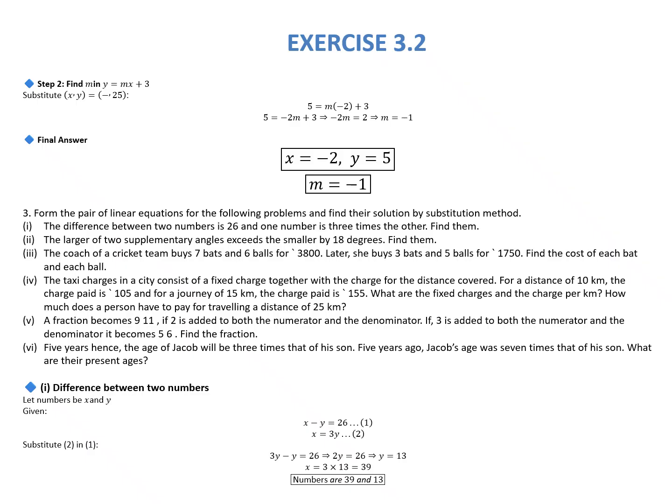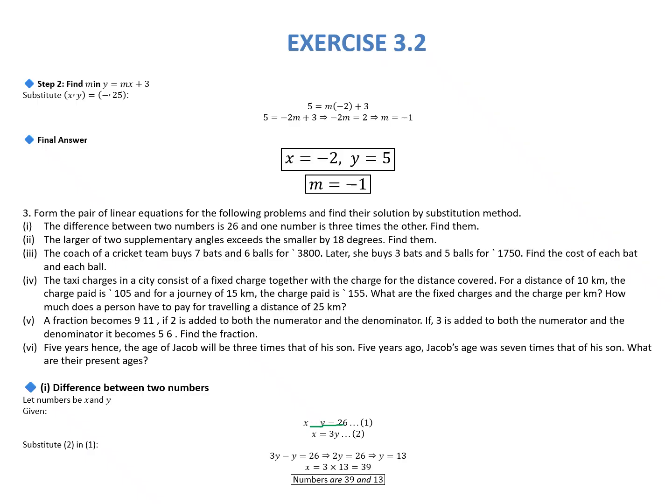Okay, now we'll try to solve the word problems here. So we'll go with the first one. The difference between the two numbers is given as 26, and one number is 3 times the other. Find the numbers. So we have two equations here. The difference between the two numbers is 26, so x minus y is equal to 26. This is given to us.